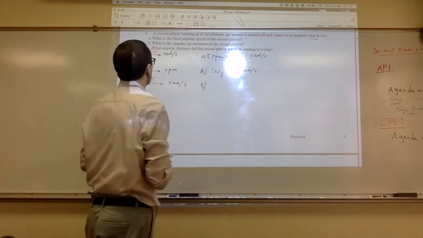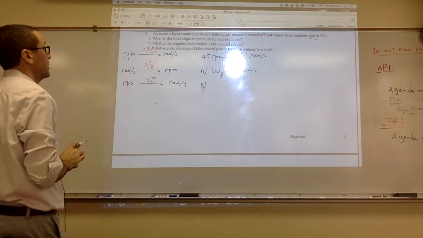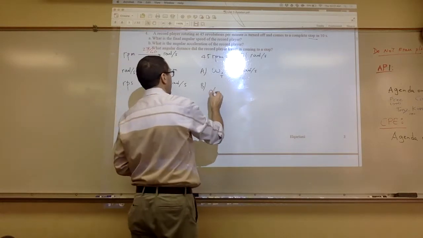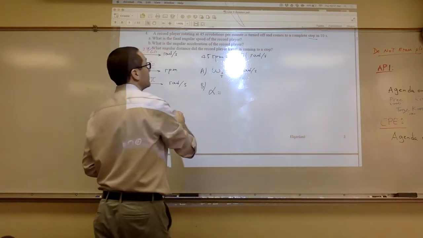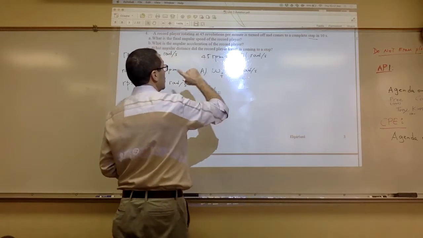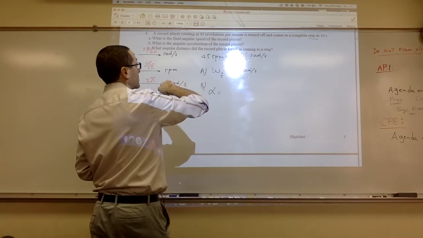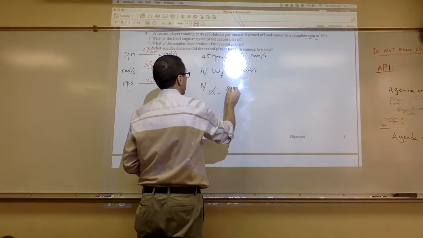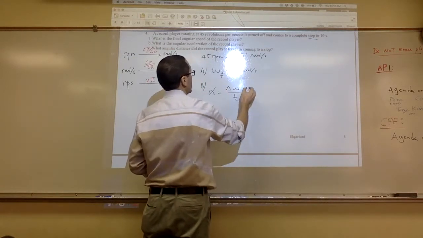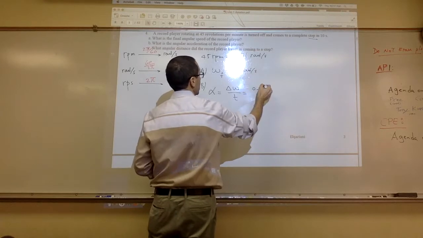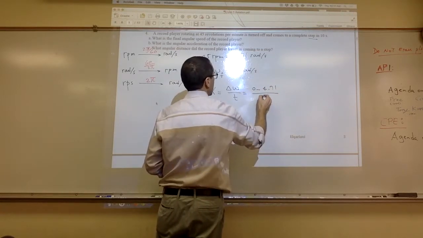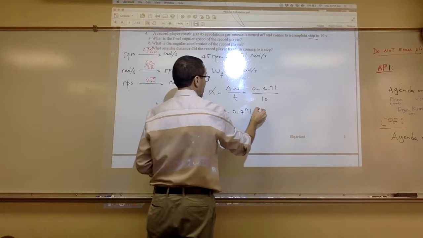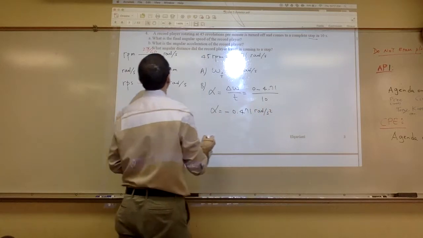Part B. What is the angular acceleration of the record player? So if I want to find the angular acceleration, I know the time, I know the initial omega, which is 4.71. I know the final. I think I can do this. Delta omega over time equals 0 is the final, minus, starting with 4.71 over, takes 10 seconds to do this. So this alpha is negative 0.471 radians per second square.